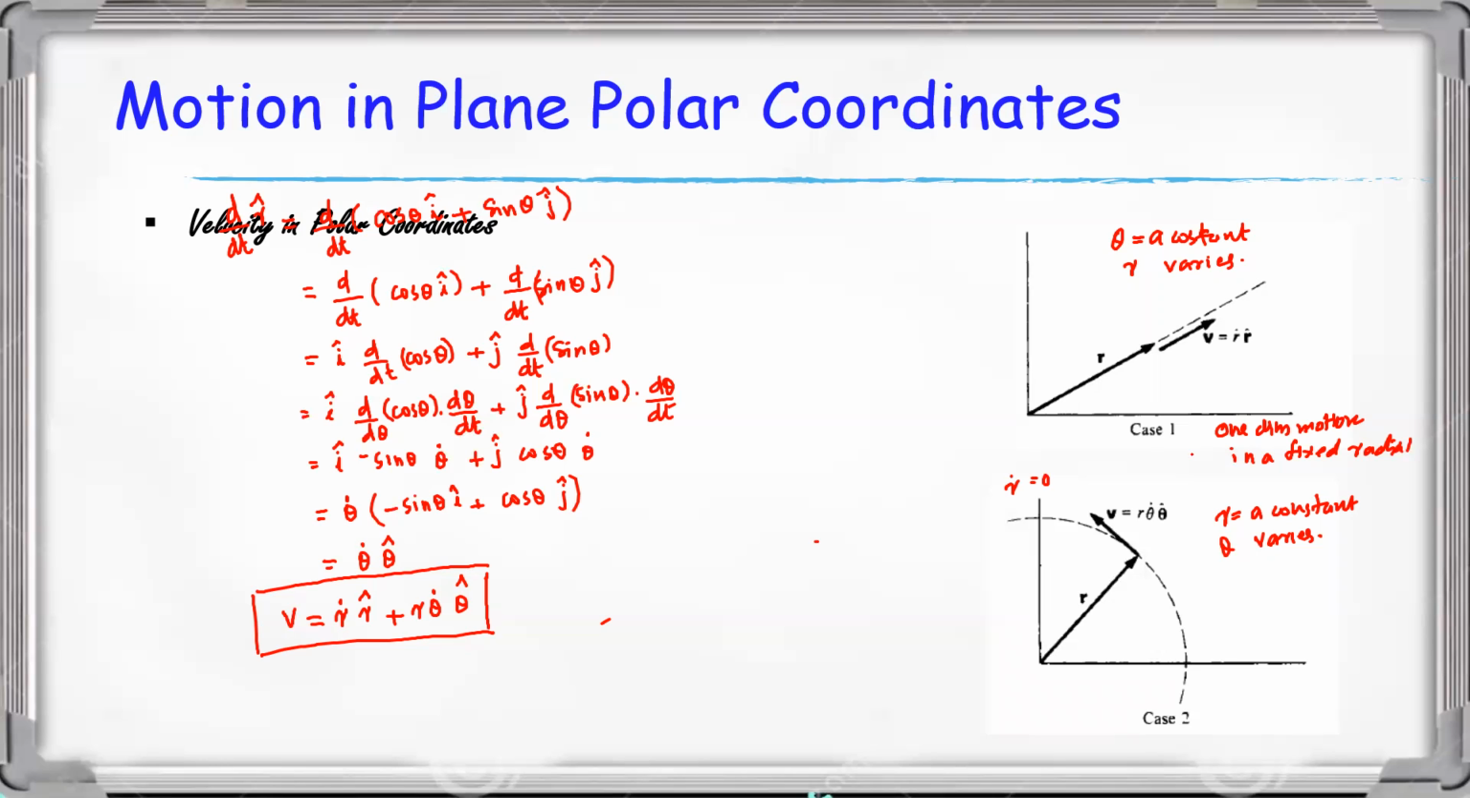In the first case, we take theta as constant, and in the second case, r as constant. For the general case, both r and theta change in time.